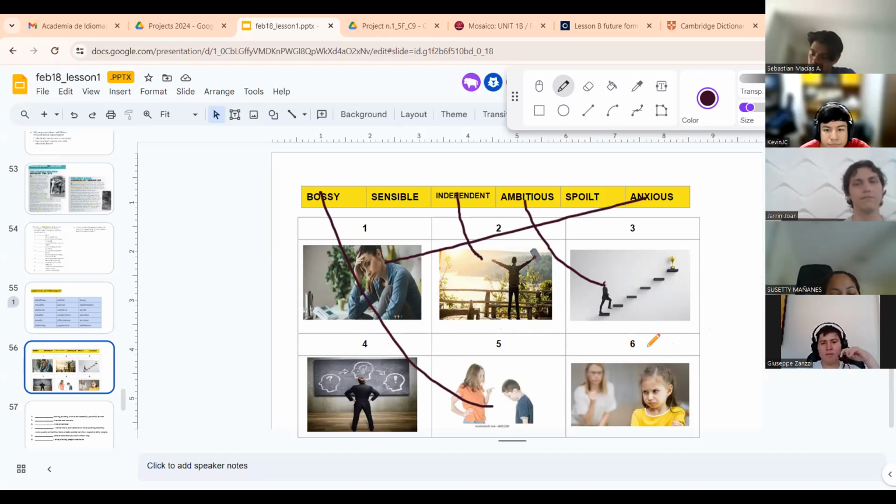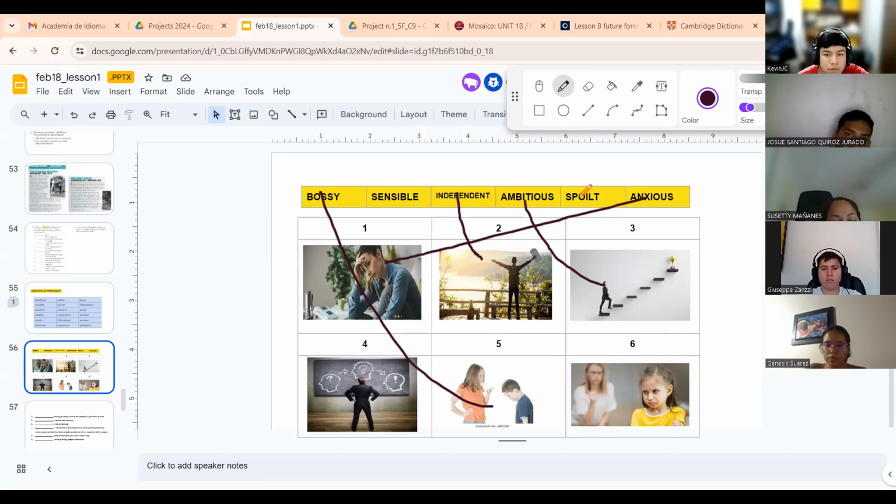But in number 6, for example, here we have the mom. The mom is like reprimanding the girl because of her bad behavior. So in number 6, because of her bad behavior, she's crying and things like that. Number 6 is spoiled. And that leaves us number 4, sensible. This person is very rational. This person makes good decisions. Sensible.